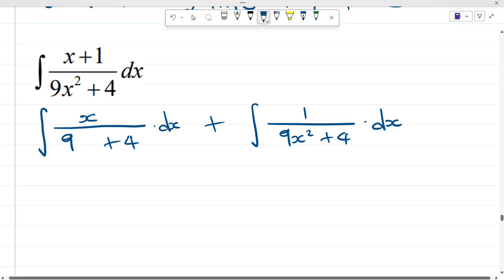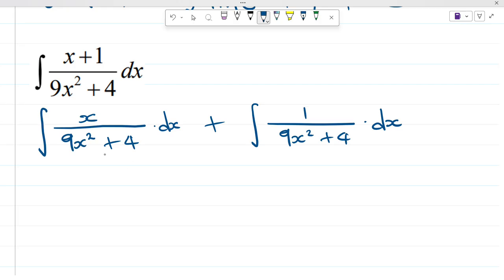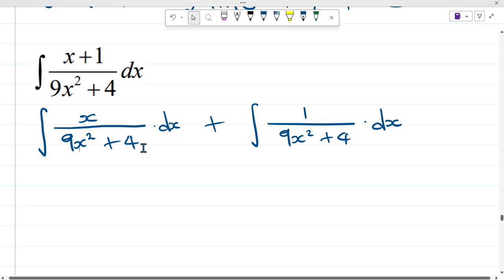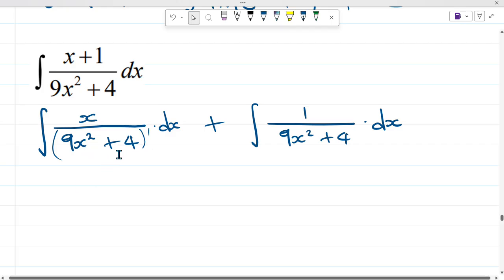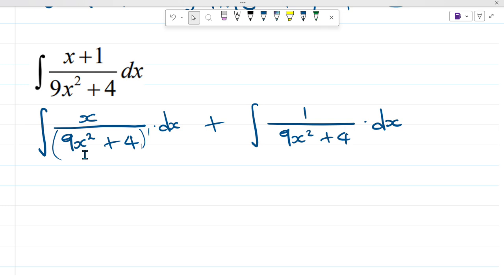So let me write it as 9x squared still. However, if we let this whole denominator be equivalent to f of x, we are going to differentiate it and see if the numerator can be the derivative of this. When we differentiate the denominator 9x squared plus 4, we get 18x. So we need to cook this numerator to be 18x. So we're going to put 18 here and then put 1 over 18 outside.